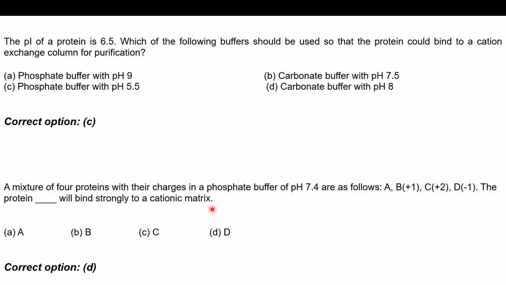All this binding to different kinds of matrix are also different types of chromatographic techniques to separate different kinds of protein molecules. Okay.